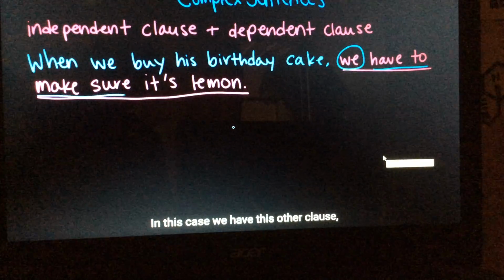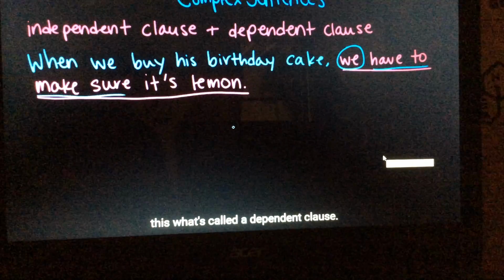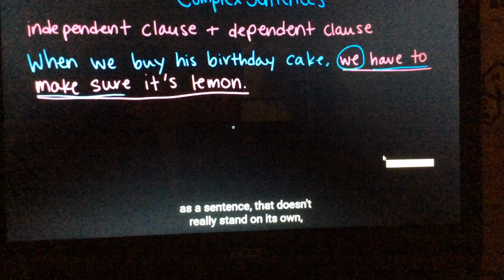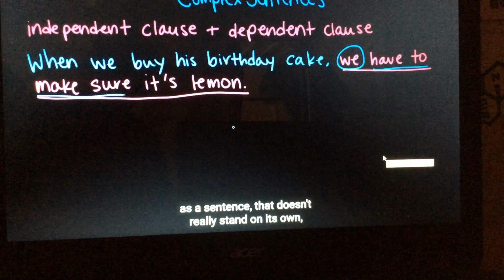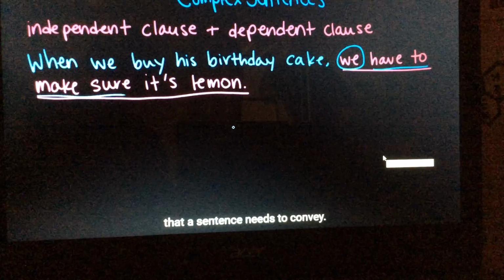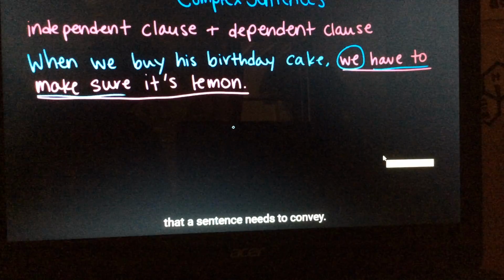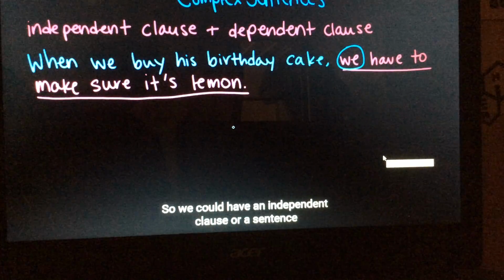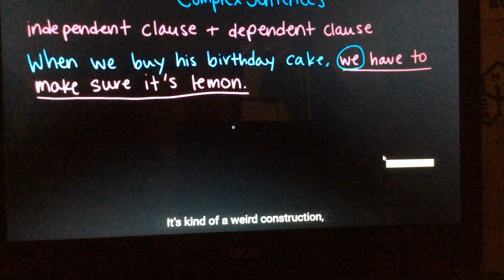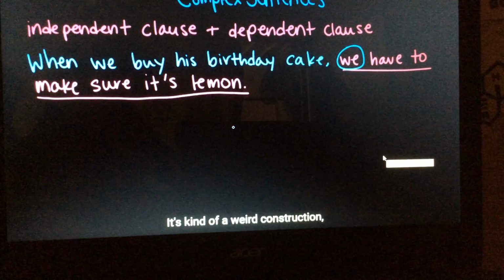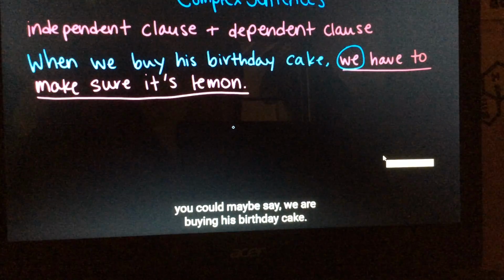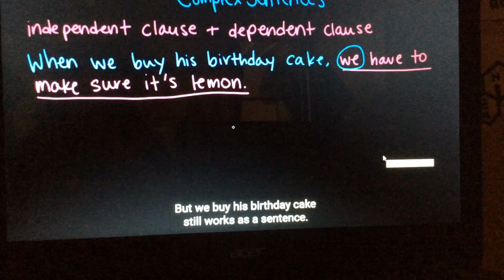In this case, we have this other clause, what's called a dependent clause. We can't just say, when we buy his birthday cake, as a sentence. That doesn't really stand on its own. It doesn't convey the information that a sentence needs to convey. So we could have an independent clause or a sentence that's just, we buy his birthday cake. It's kind of a weird construction. I don't know that I would say that. You could maybe say, we are buying his birthday cake, right? But we buy his birthday cake still works as a sentence.